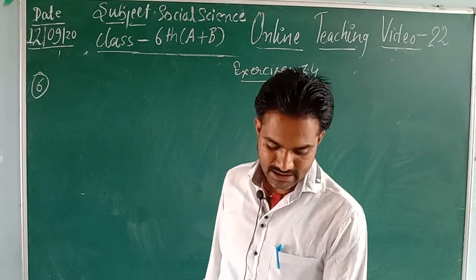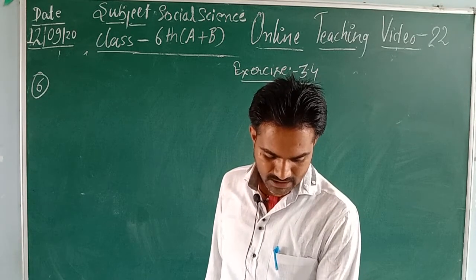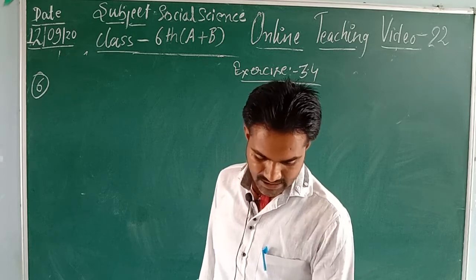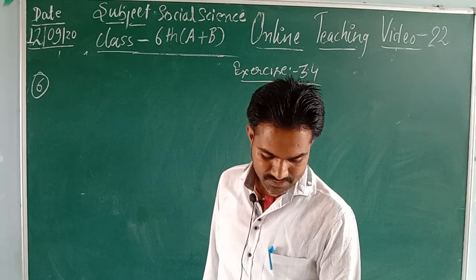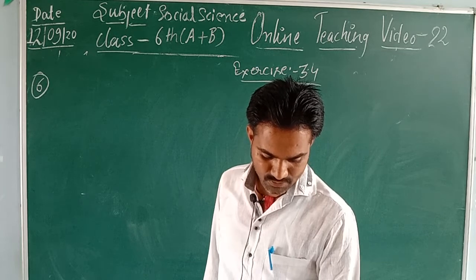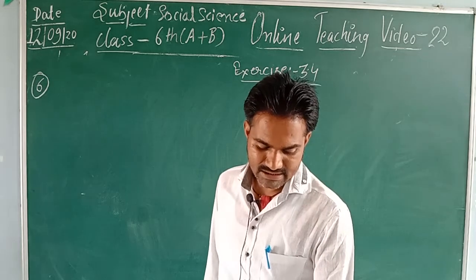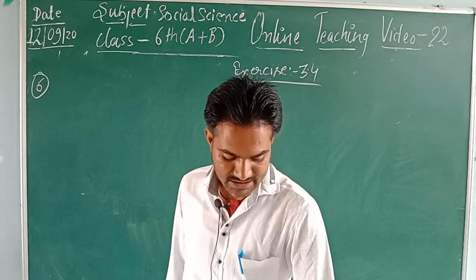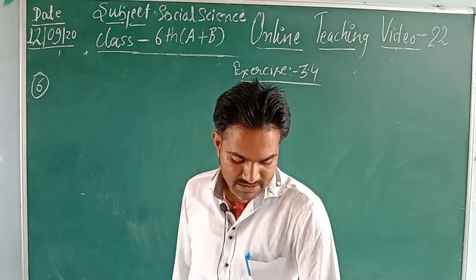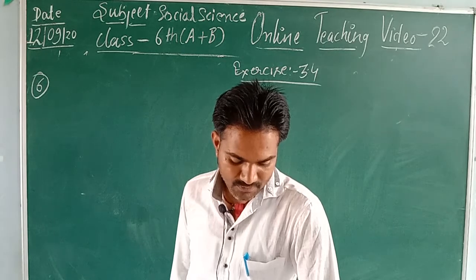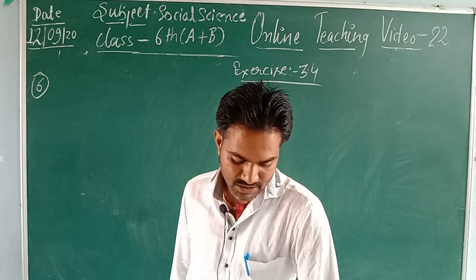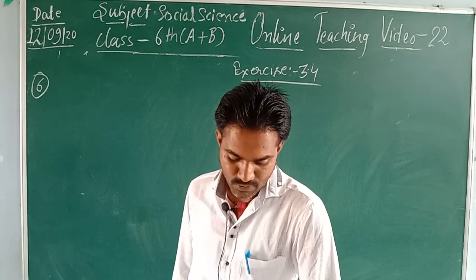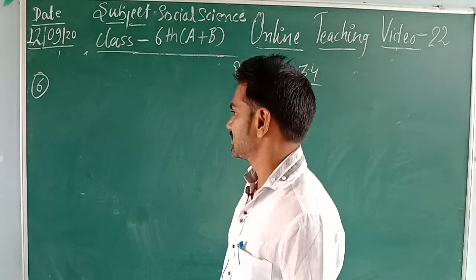So in our exercise 3.4, I have discussed questions number 1 to 5, and 6 which I gave you as homework, but here we will discuss question number 6 again. Question number 6: find the greatest number that will divide 445, 572 and 699, leaving remainders 4, 5 and 6 respectively.